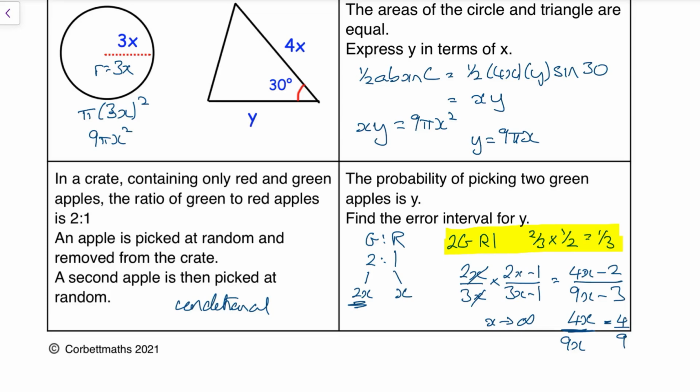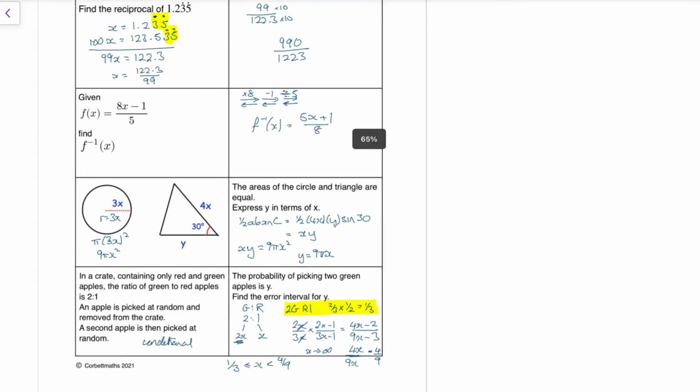That's a clever question. I like this question. Really well put together. So therefore, my error interval is any number between a third, which I can get, and 4/9, which I can't get to because I never get to infinity apples. Wow, we ended on a difficult question there, didn't we?